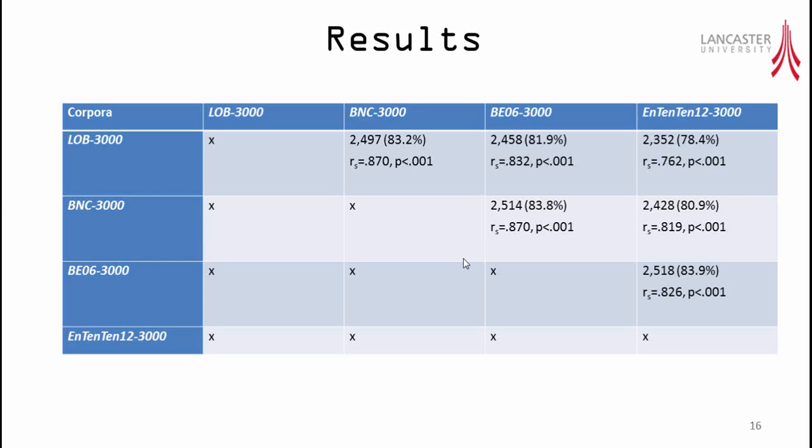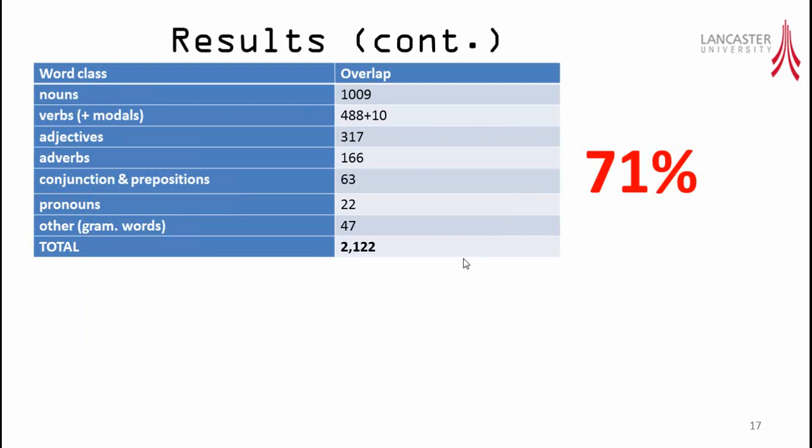When we took all 4 word lists together and compared them, we got an overlap of 71%, and in the slide you can see the breakdown of the common lexical items. The largest part is formed by nouns, followed by verbs, adjectives, adverbs, and then the grammatical word classes. This is a sort of normal distribution of word classes in texts.